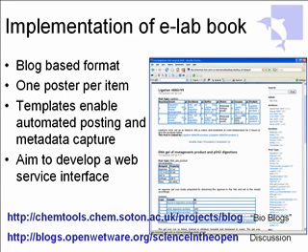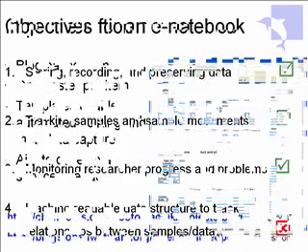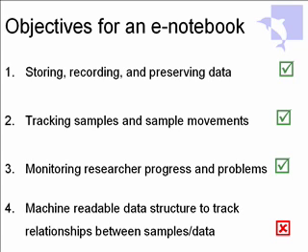So this is kind of where we are at the moment. We have this one post per item approach, and I think this was actually a real breakthrough. Doing that really creates an information framework where a lot can come out. The templates are really very important. And I'll come back to this issue that we want to develop this so it's got a web services interface so that other things can link into it.